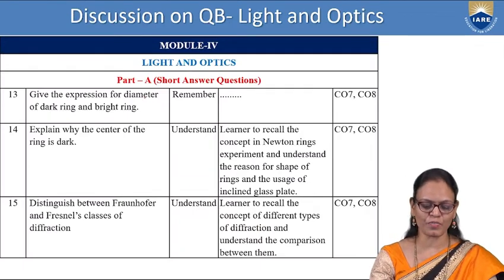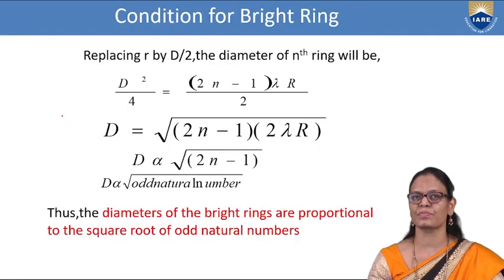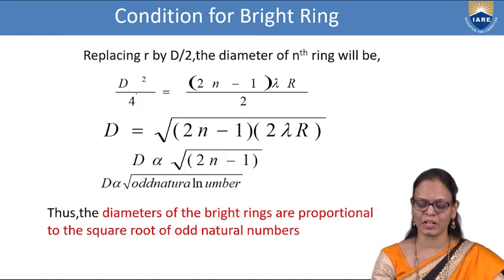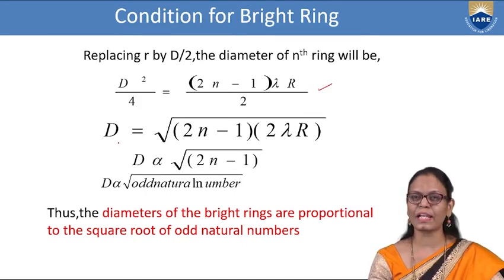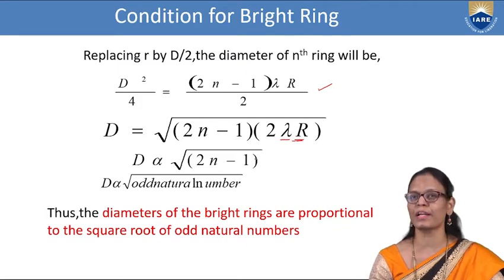Next one, give the expression for the diameter of dark ring and bright ring. So we'll have to write the expressions for the diameters of dark and bright rings. The expression for the bright ring here is d square by 4 is equal to (2n minus 1) lambda R by 2, after applying the conditions. We are not going to derive, we are only going to write the formula. So d is equal to under root of (2n minus 1) into 2 lambda R. If we are writing for d, we can take 4 inside and take the square root. Here lambda and R are constants for that particular setup.